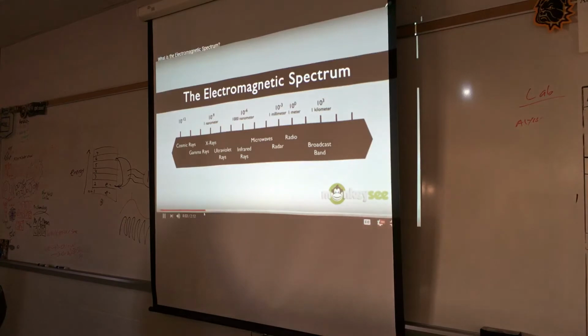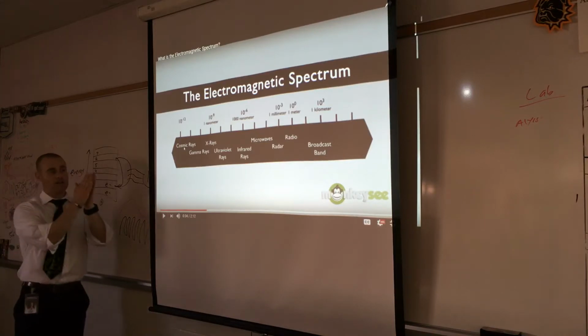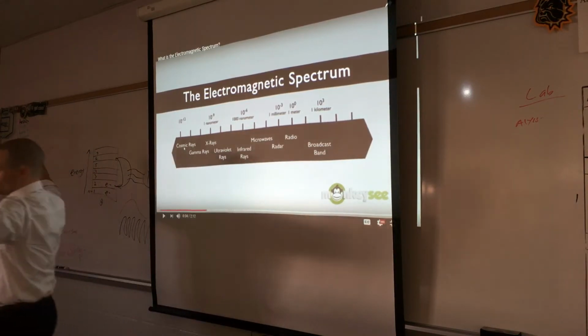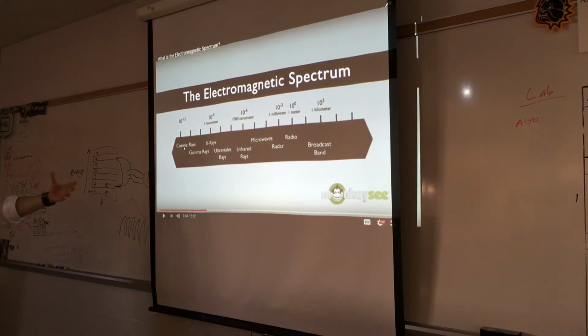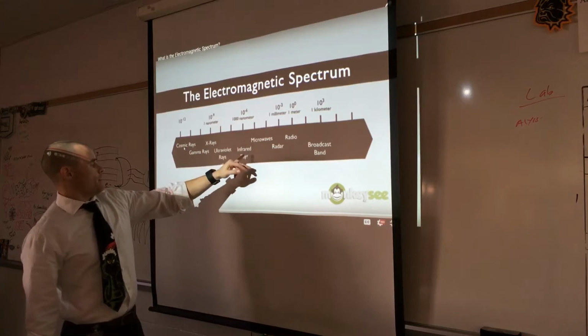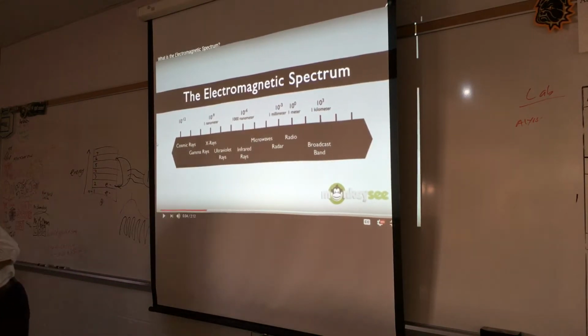Scientists describe the electromagnetic spectrum. There it is. Cosmic rays have really, really small wavelengths, up to radio and broadcast, which are humongous, radio waves over a football field long. They're really big. Visible light is right in here. I'm going to speed through this a little bit.